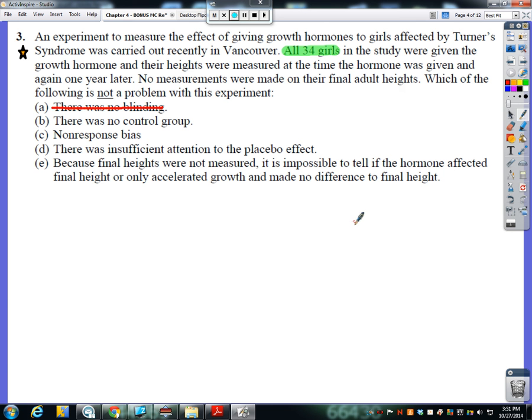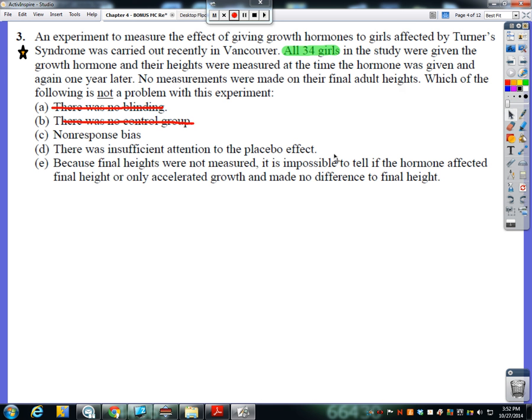B, there was no control group. Is that a problem in the experiment? Which is not a problem. Not really. I mean, we can see how their growth was not affecting them before the hormone was given, and how much later, if it really did boost their heights. So I don't think that's really a problem necessarily. It'd be nice if we had a control group to compare to, but it's not a problem with the experiment necessarily. So I would say B is not necessarily a problem.